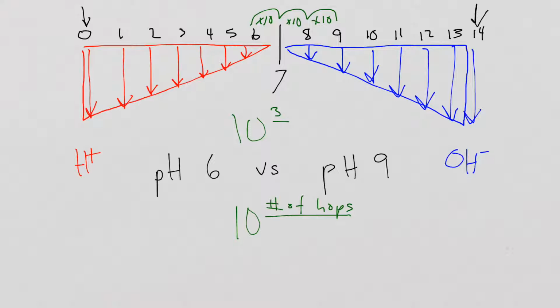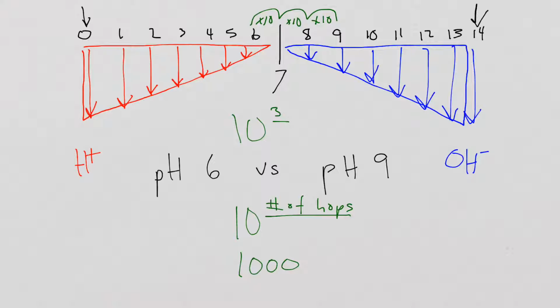It's 10 to the power of 3, which is what? What is 10 to the power of 3? It's 1,000. Okay? 10 times 10 times 10. 10 times 10 is 100. 100 times 10 is 1,000.